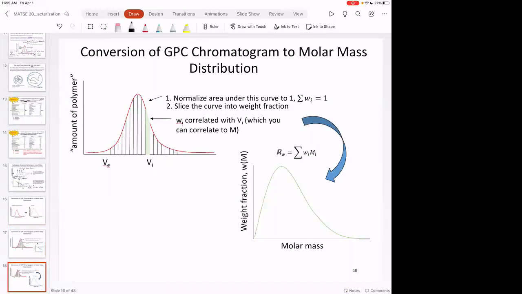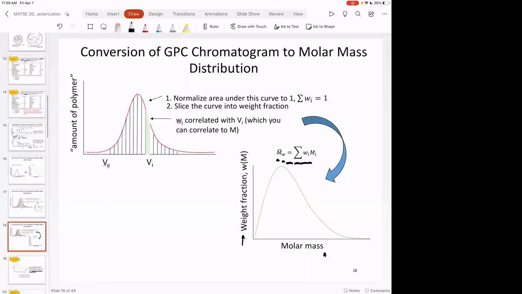All right, so we do some analysis, or we normalize it, and we can get our weight fraction versus molar mass. And from this, we can get MW, right? And if you have weight fraction versus molar mass, you can likely get MN as well. And so this is how we start to construct MN, MW, and dispersity from this type of information.